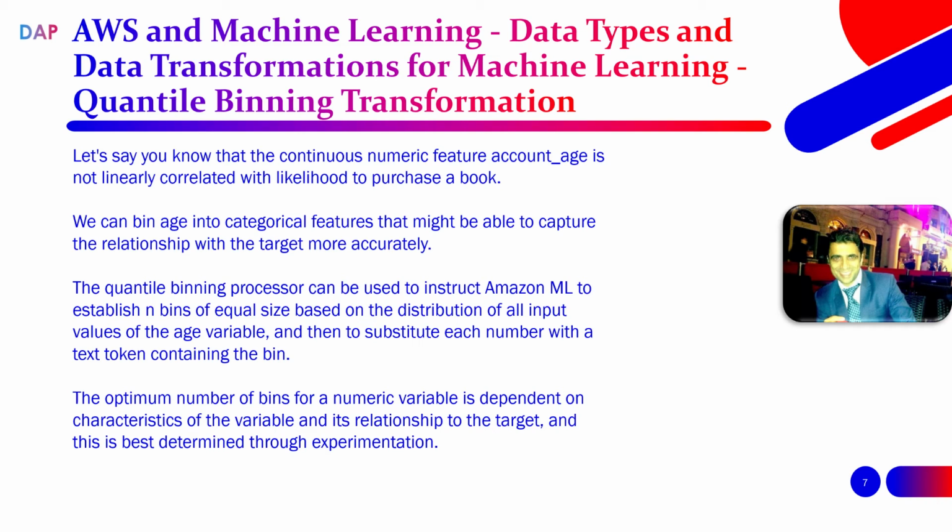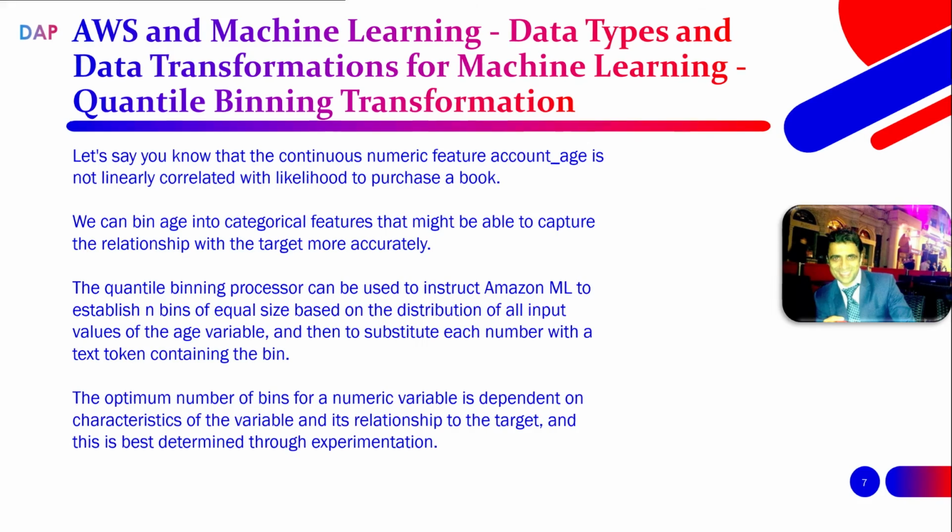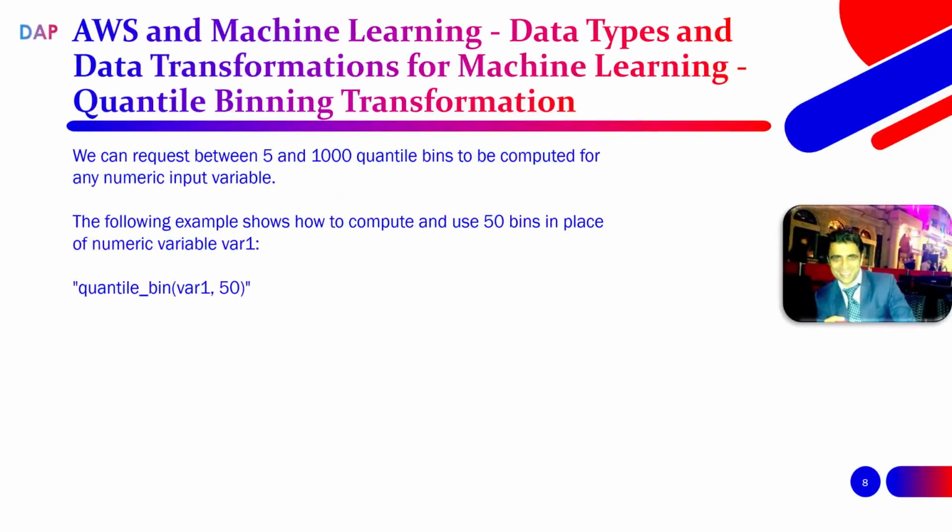The optimal number of bins for a numeric variable is dependent on the characteristics of the variable and its relationship to the target, and this is best established through experimentation. Okay, we can request between 5 and 100 quantile bins to be computed for any numeric input variable.